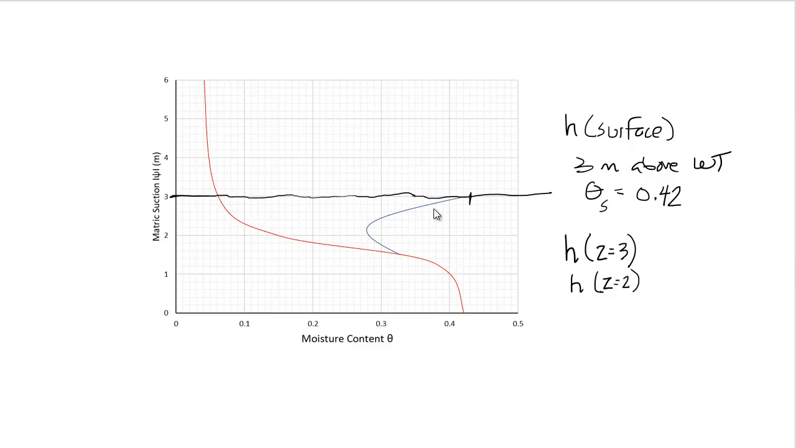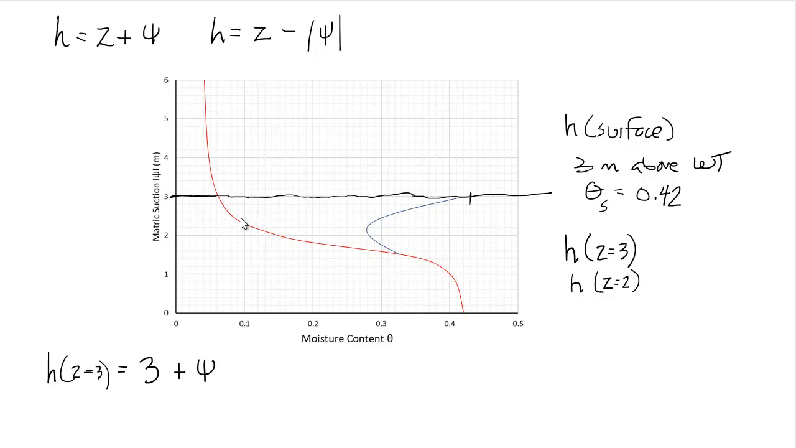Now, in both of these cases, head is going to be equal to Z plus psi, or as we've been doing it, H equals Z minus the matrix suction, which is the absolute value of psi, the positive value, right? So let's see if we can figure this out at the surface. So at the surface, H at Z equals 3 meters above the water table, we have Z, which is 3, plus psi.